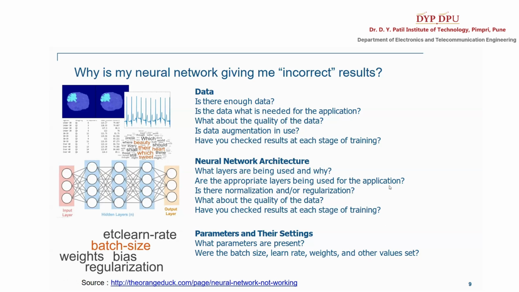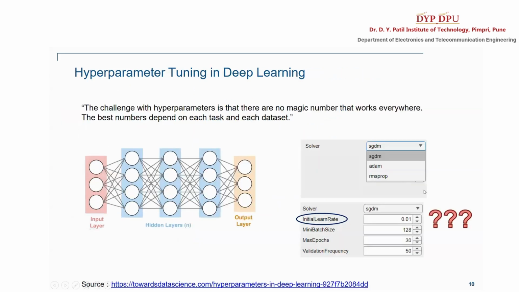This leads us to parameters and their settings. What were the parameters present when we were trying to train the model? What was the batch size? What was the learning rate that we set up? What about the weights and other values? What about the performance metrics? Are we going to work on custom metrics? So this leads us to a few things when we talk about parameters.